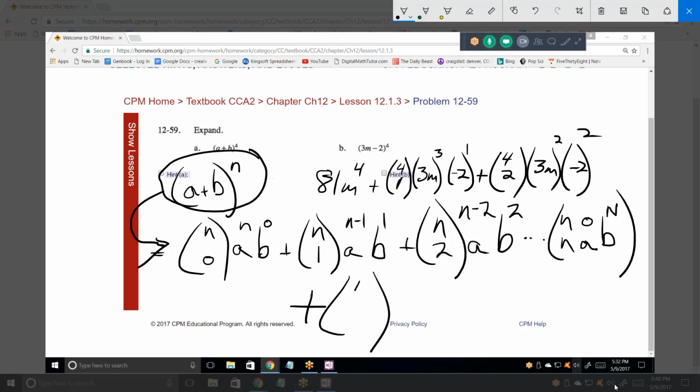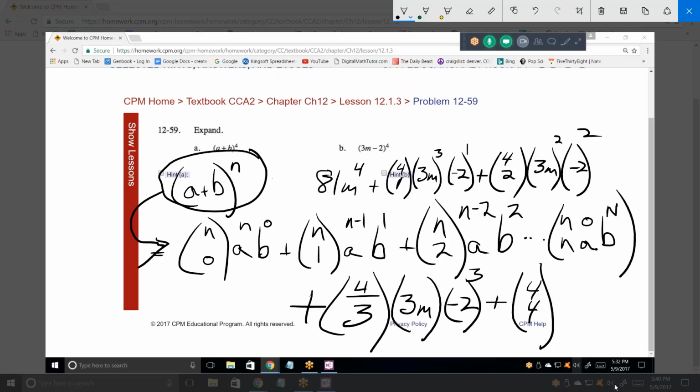4 choose 3, times 3m times negative 2 to the 3rd. And finally, the last term, 4 choose 4, times negative 2 to the 4th.